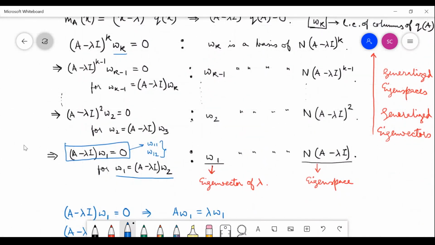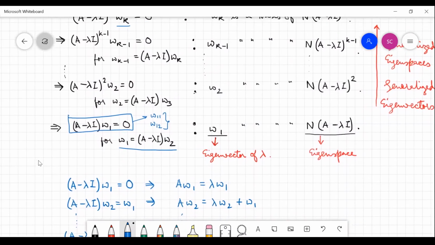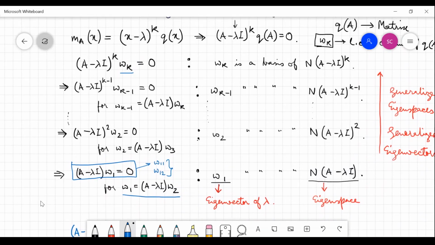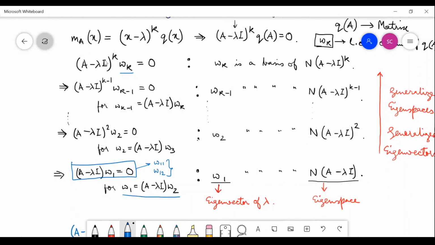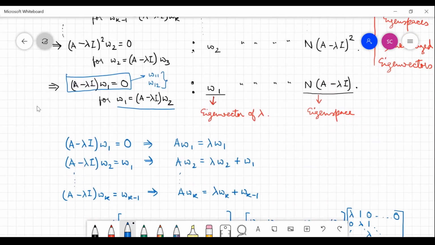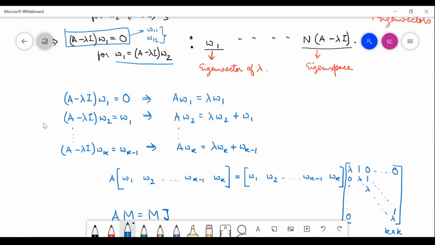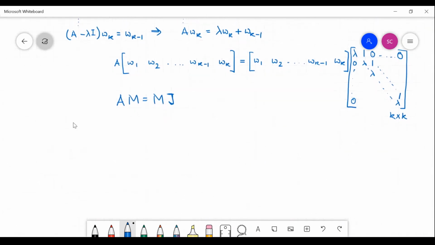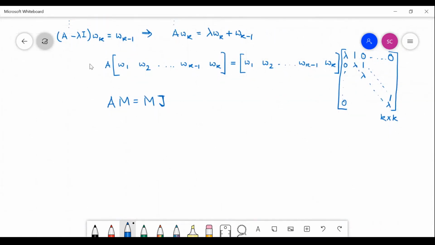However, for the purpose of this lecture, we were interested in understanding the largest size of a Jordan block, and we have figured out that it would be the degree of x minus lambda in the minimal polynomial. And if you have been able to find this set of eigenvectors omega 1 to omega k, then they will form the modal matrix which would transform your matrix to this Jordan block.